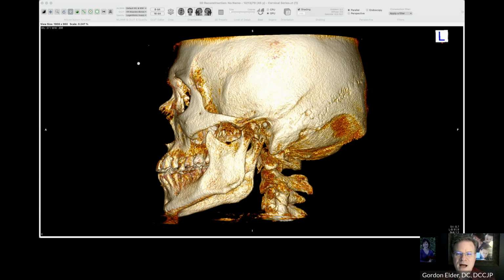But this is not a tutorial on how to use a program. I'm using Horos, H-O-R-O-S. It's the program for the Mac. It's free. I think you have to pay a few bucks to make it the diagnostic edition, so it doesn't have the little words down at the bottom that say not for diagnostic use. But other than that, it's free. I think it's open source, so you get what you get. It is a good program.